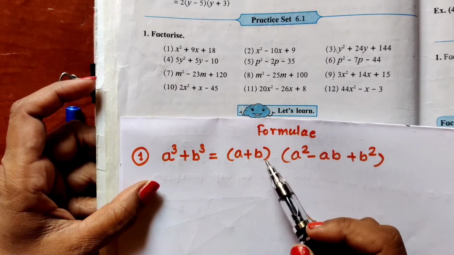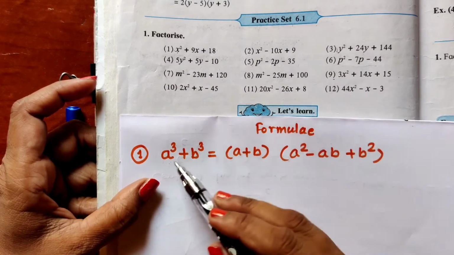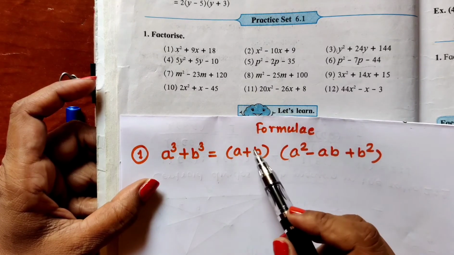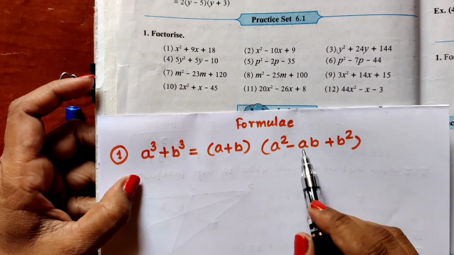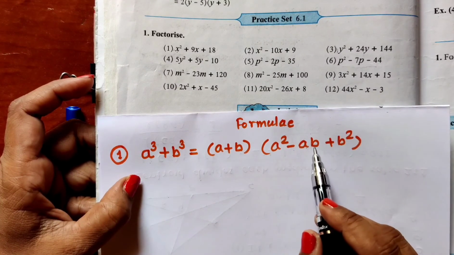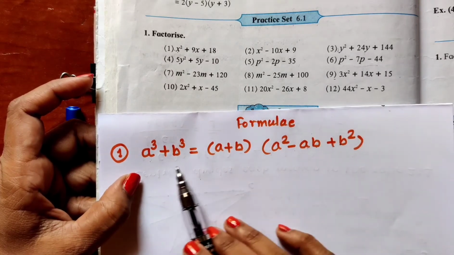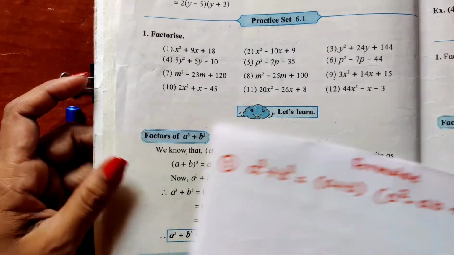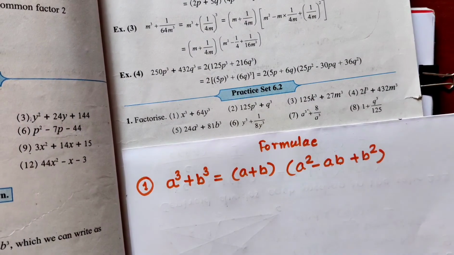Then how to factorize, or how to write the answer of this type of sum? We have to write in the first bracket first term plus second term, in the second bracket first term square minus first term into second term, plus second term square. So we will be applying this formula to solve the sum. Let us see how to apply the formula to solve these sums from practice set 6.2.